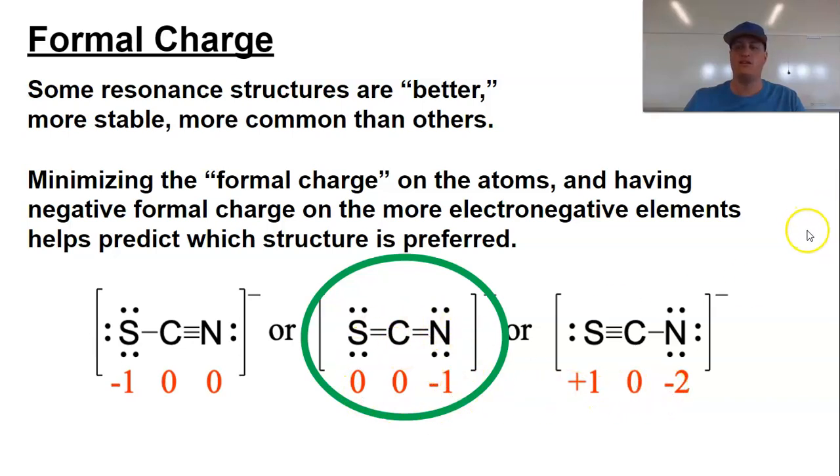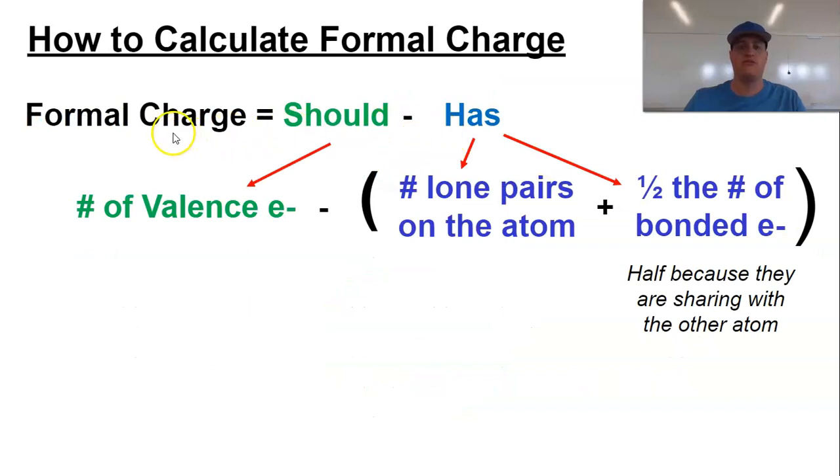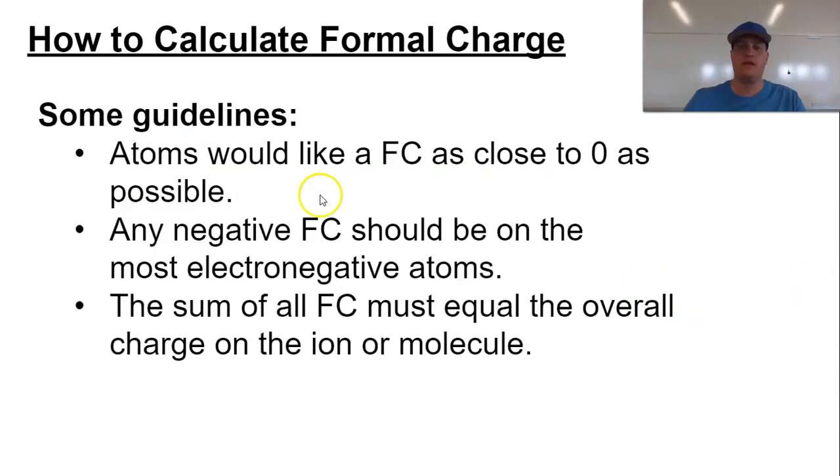So let's take a look at how to actually calculate these, because it can be formulaic, but also quite confusing. So the formal charge is equal to the number of valence electrons, minus the lone pair electrons on the atoms, minus half of the bonded electrons, half because they're sharing it with another atom. All right, so this is our structure we're going to utilize to indicate formal charge for each of these elements. So atoms would like to be as close to 0 as possible. So if you can do 0, that's the way to go.